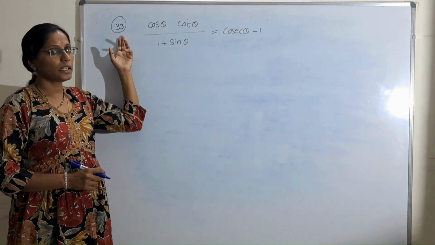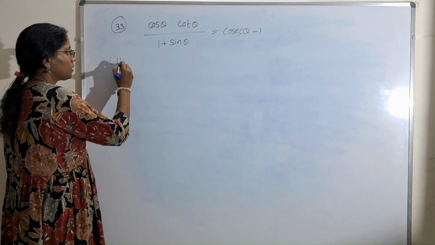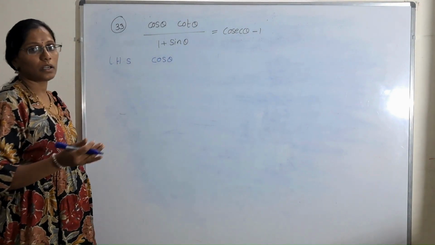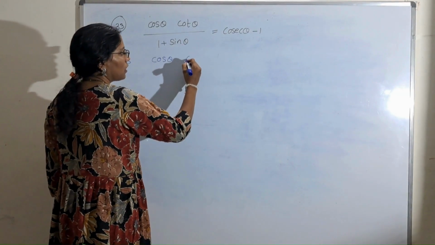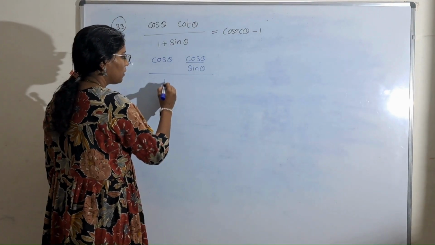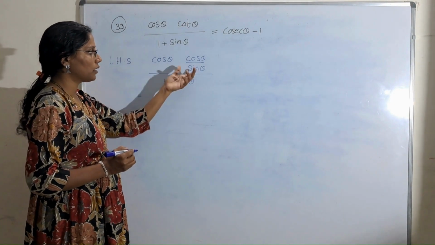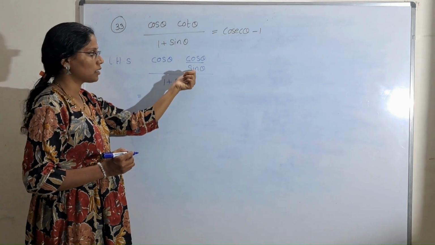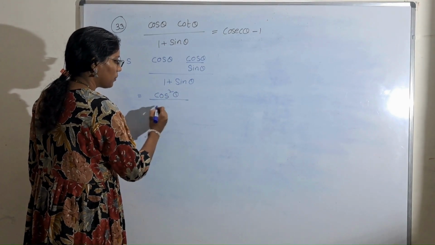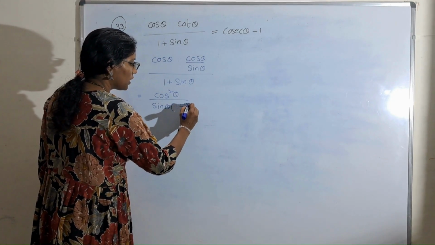Next problem number is 33. LHS we have to take, RHS we have to prove. LHS, here cot theta we have to write in terms of sin and cos. Cos theta by sin theta by 1 plus sin theta. Here we have to write cos into cos, cos square theta. Sin theta we have to write in denominator. Cos square theta by sin theta of 1 plus sin theta.